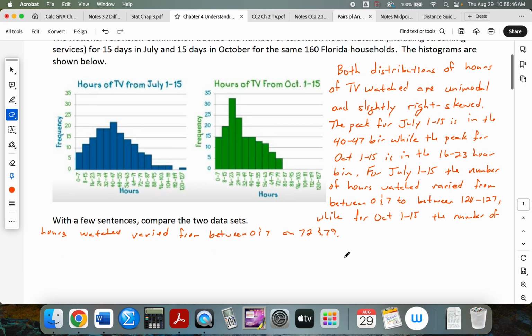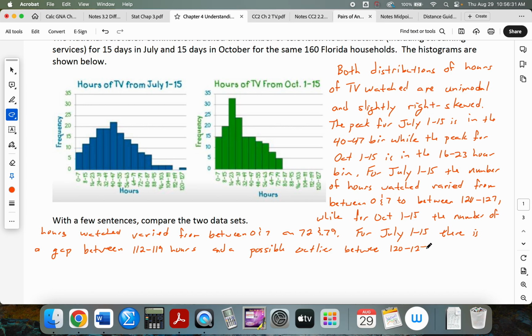So for July 1 to 15, there is a gap between 112 and 119 hours, and a possible outlier between 120 and 127 hours.